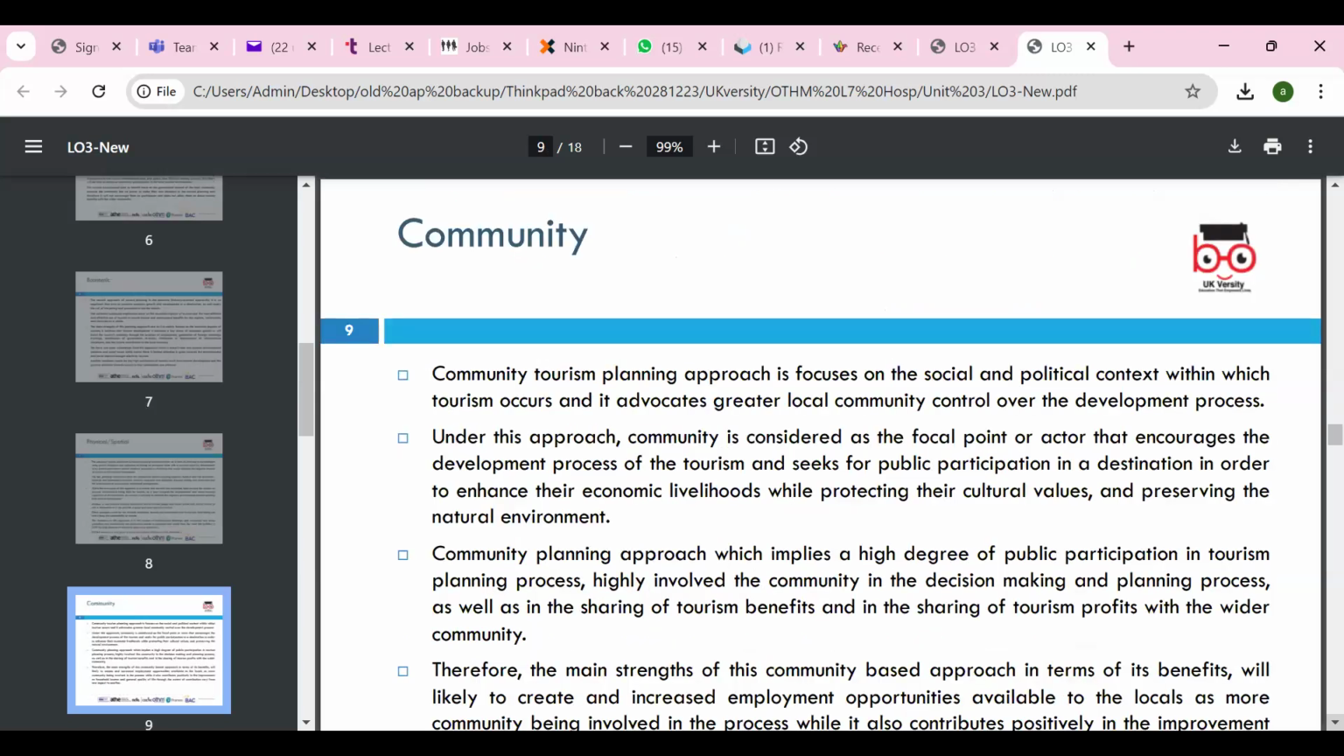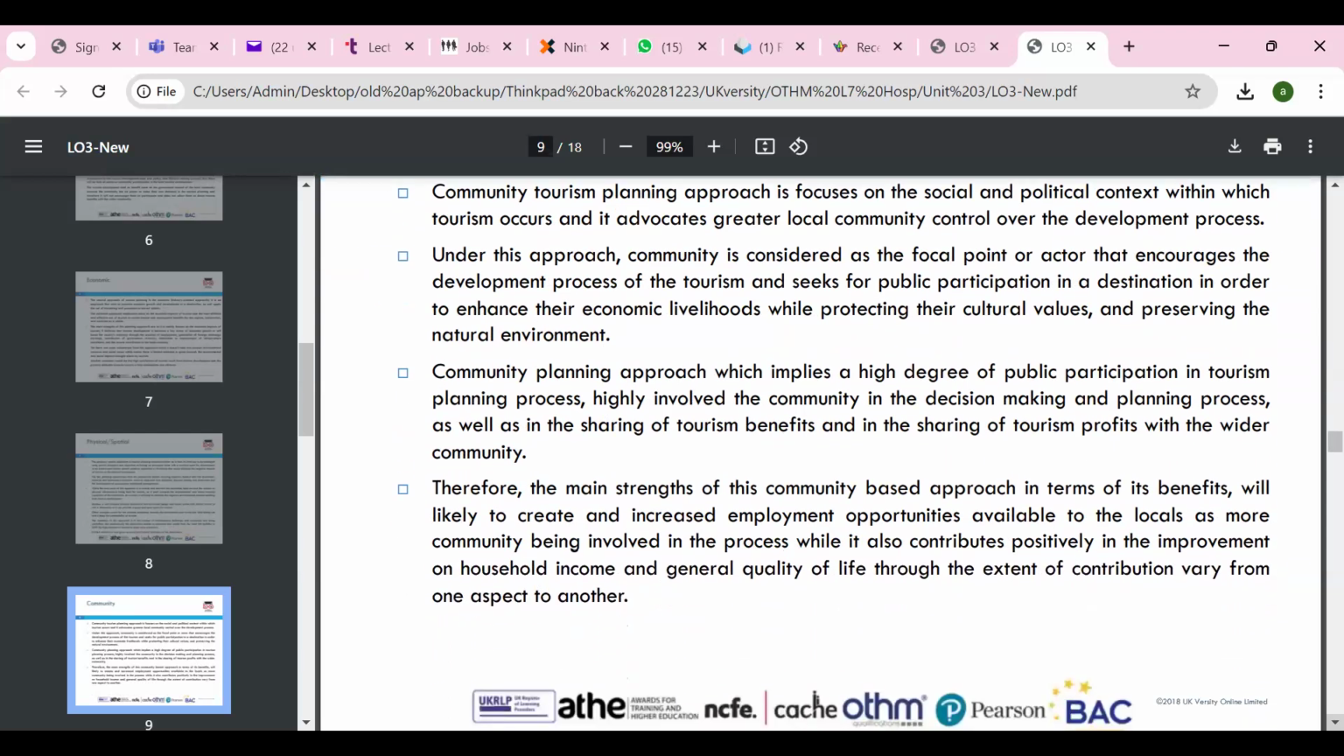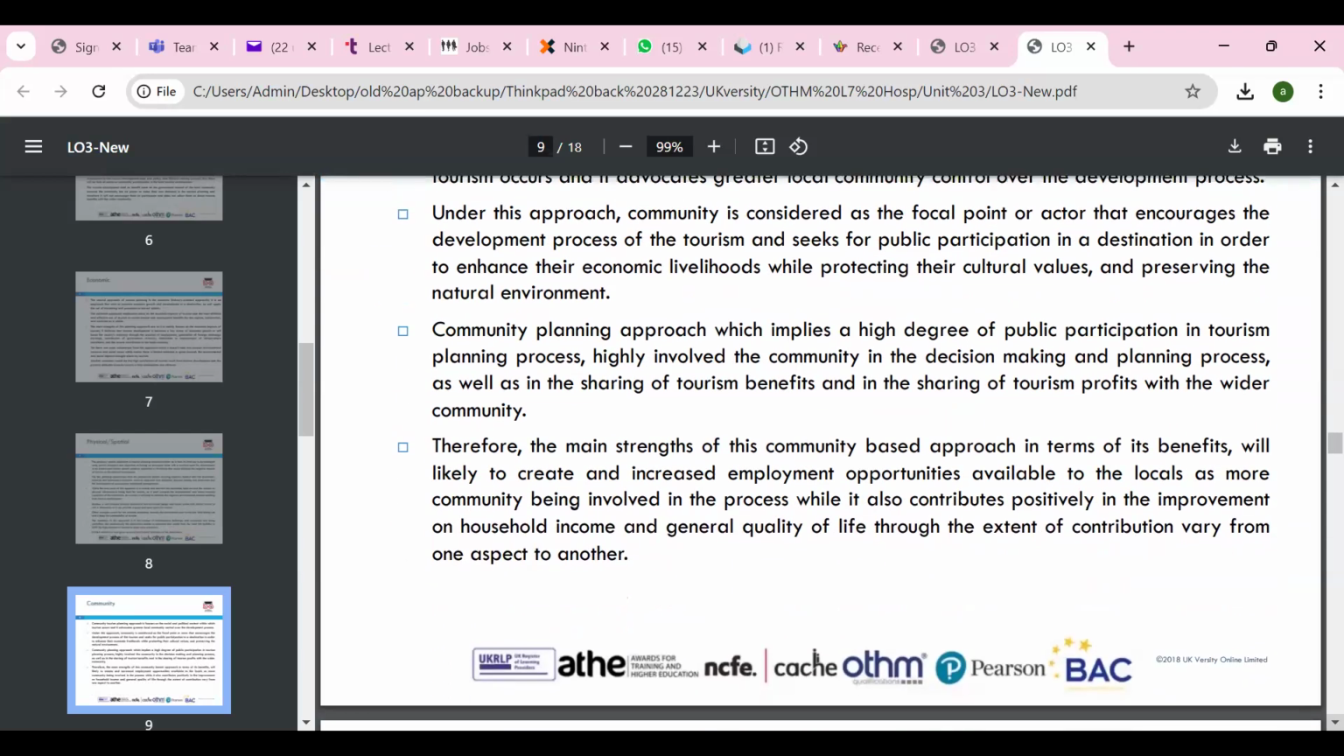Okay, so next we can look at the community approach. Community tourism is an approach focused on the social and political context within which tourism occurs. So we have to look at this approach in the community. The first priority we can apply is a high degree of public participation and high involvement in the community. The strength is in terms of the benefit, which is likely to create employment opportunities available to locals, with a more community-based approach and project, positively improving household income.